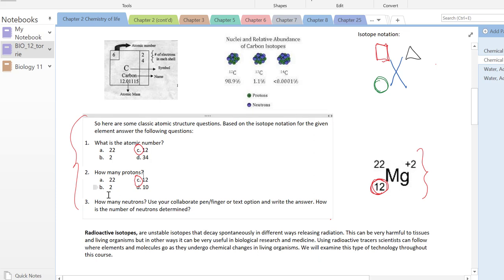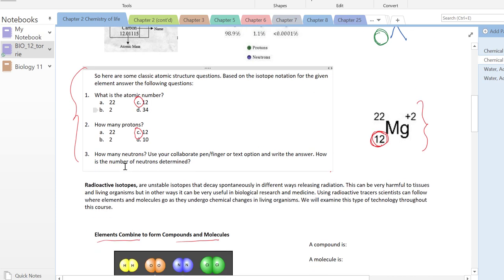This is when I was doing online classes, but to figure out the number of neutrons, remember that we're going to take the mass number and subtract from it the atomic number. In this case, the mass number is 22. So we subtract 12, and that leaves us with 10. So we have 10 neutrons in this element, and that element is magnesium.